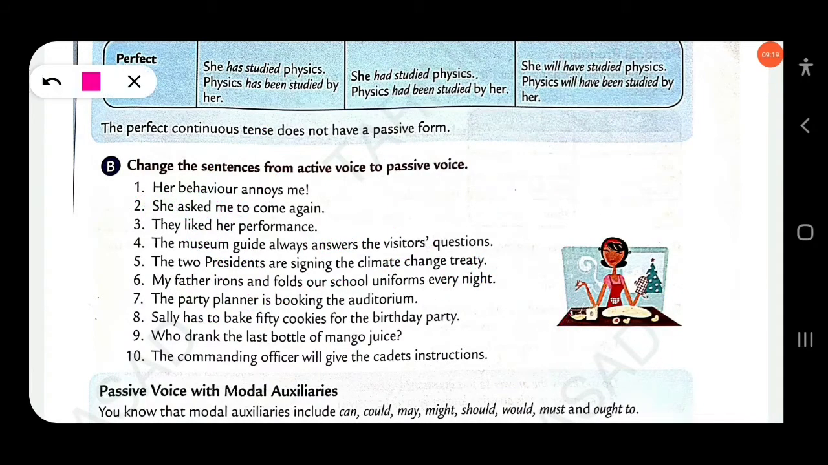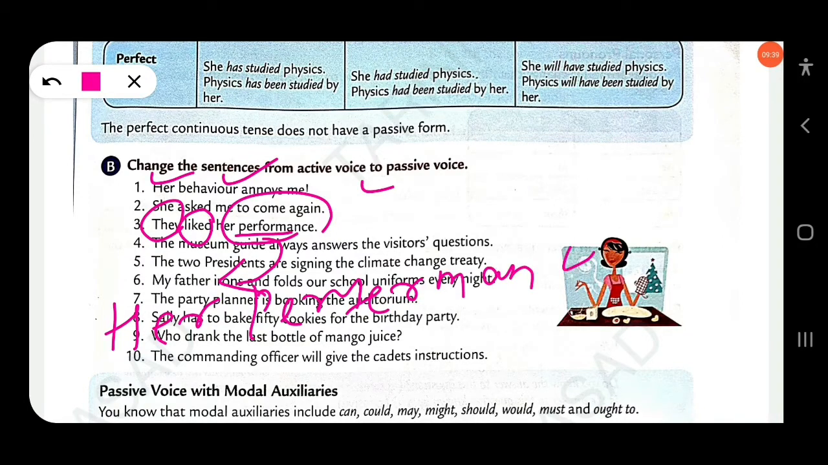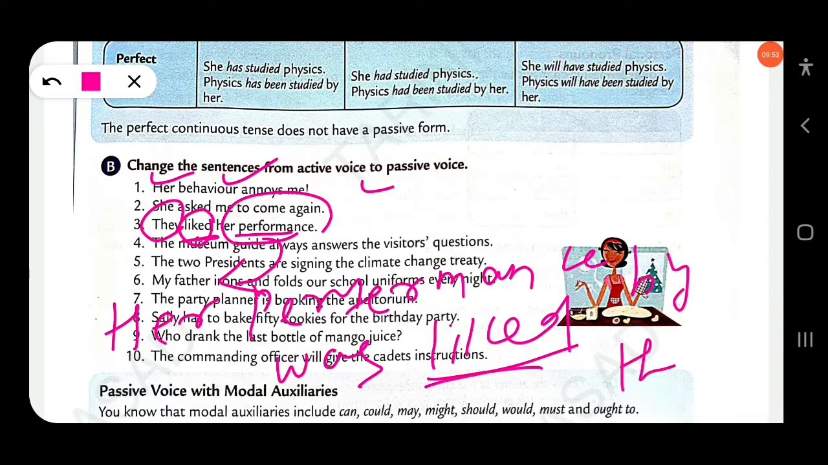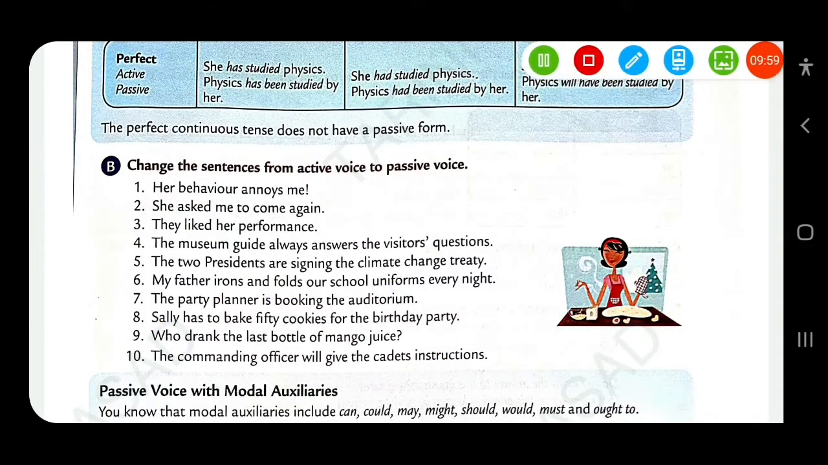Okay. Then next question here: they liked her performance. So here the subject is they, the object is her performance, and liked is the verb in simple past. Here the object in the active voice becomes the subject in the passive voice. Her performance was liked by them. As it is simple past, that's why we have used was. Always remember you have to use the third form of the verb. Here by plus agent, they becomes them. Clear?